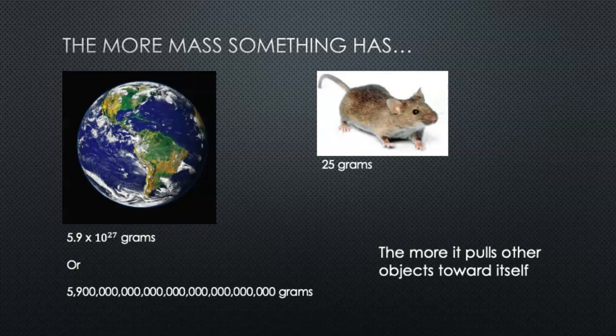All things that are made of matter have gravity. All things that are made of matter pull other things toward themselves, even, for example, human beings. Human beings all have gravity. It's just that the gravity they have is so small that we can't feel it acting upon us. But everything that has mass has some gravity, and the more mass it has, the more gravity it has.